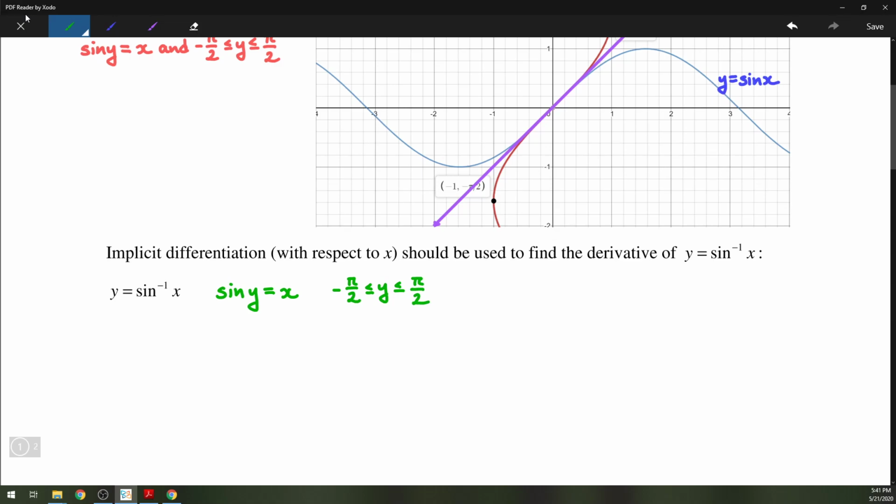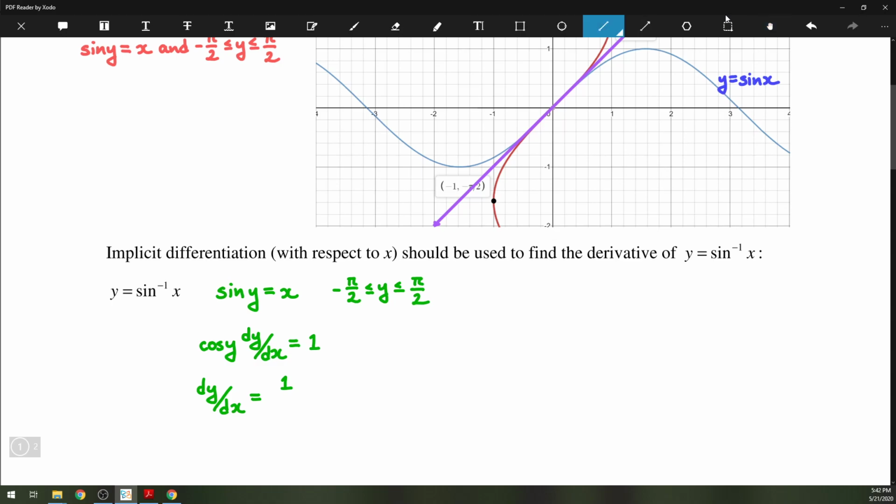Okay, so it says to use implicit differentiation, so let's go ahead and do that. The derivative of sine y is cosine y. The derivative is in terms of x, so we have a factor of dy dx. And the derivative of x, of course, is just 1. So if you were to rearrange this, you simply get dy dx is equal to 1 over cosine y. The problem here is that it's not particularly useful because the derivative is in terms of y, but it is a function in terms of x, so that's not the best.